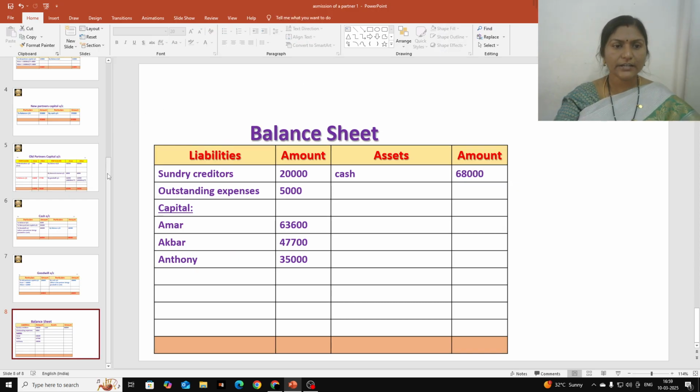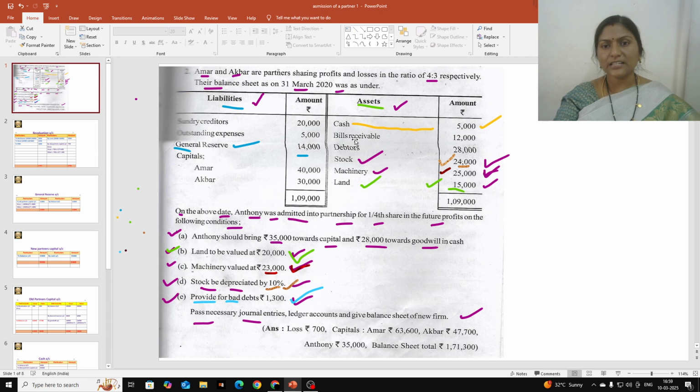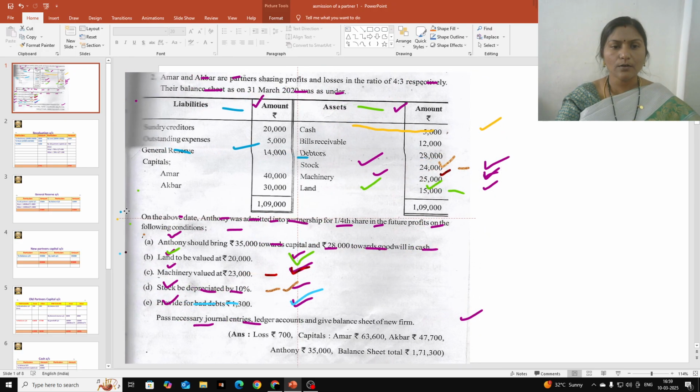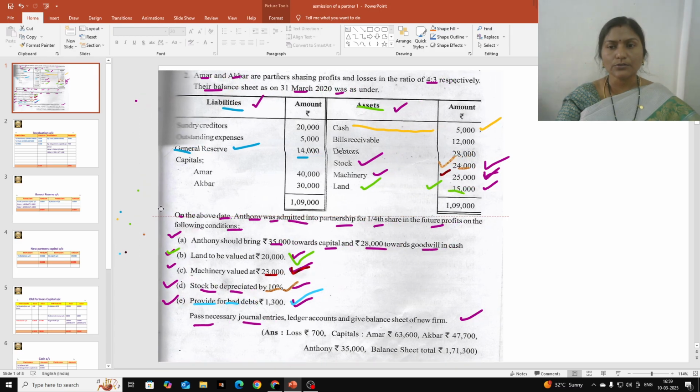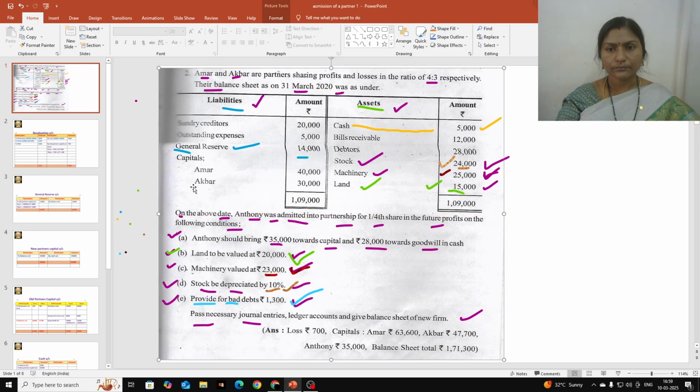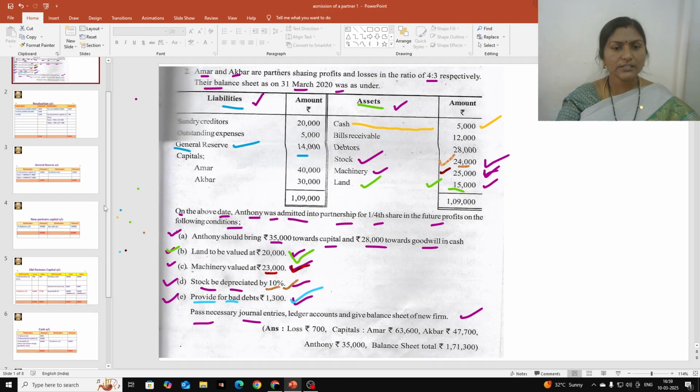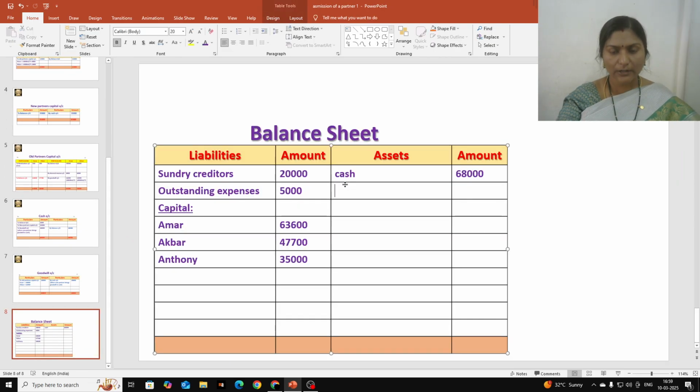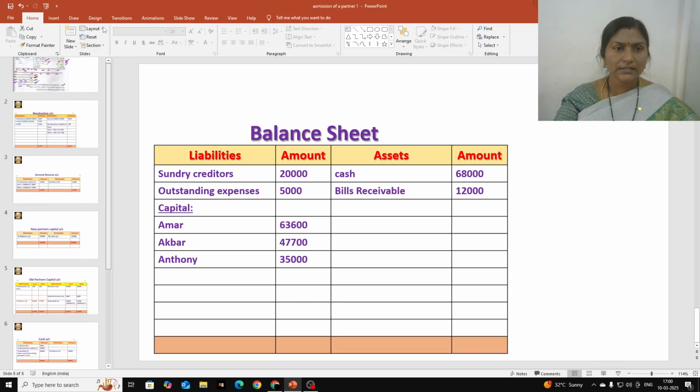Okay, let us move to next item. Next item is bills receivable. Students, you see under asset, second item, bills receivable 12,000. So 12,000 we are going to record. There are no changes for these bills receivable, we will record as it is. Bills receivable, amount column 12,000. Let us go to the question again, asset side.